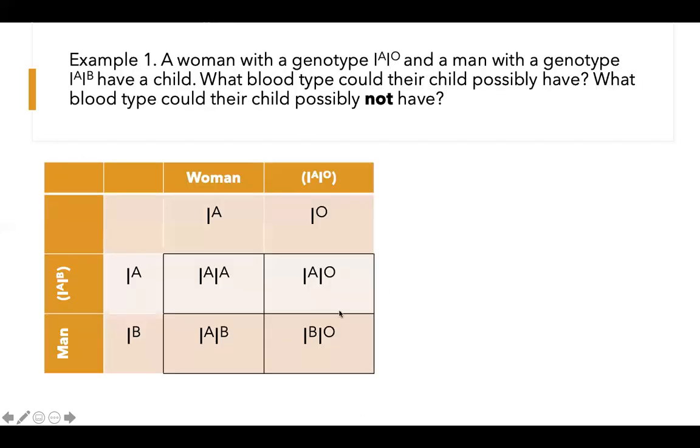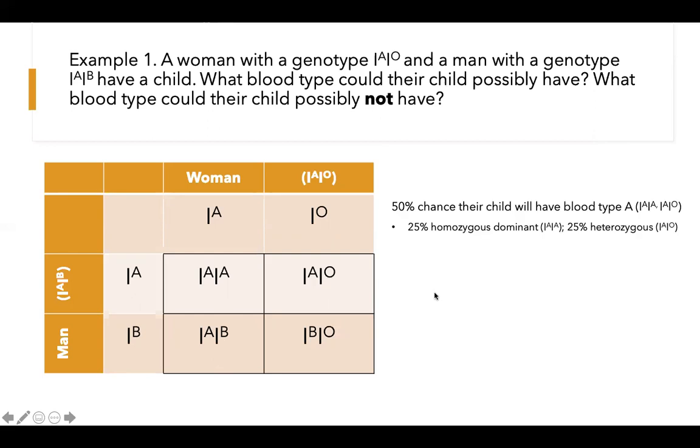So let's do an example. A woman with a genotype of 1 A allele, 1 O allele, so blood type A, heterozygous, and a man with a genotype AB have a child. So we want to know what blood type the child could possibly have, and what blood type the child could not have. Some combinations are impossible, and we'll find that out here. So we've got our Punnett square set up. We've got our A allele and our O allele from the woman, and we have the A allele and the B allele from the man. We cross them together, so the A's come in here, the A and the O come in here, the B and the A come in here, and then the B and the O come in here.